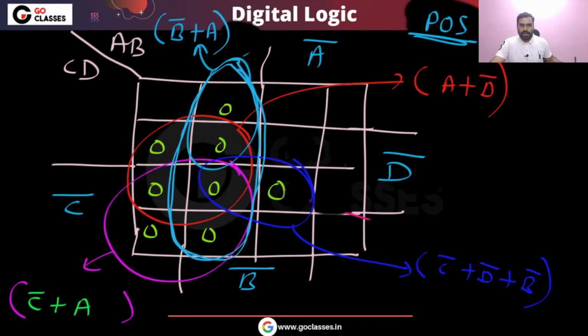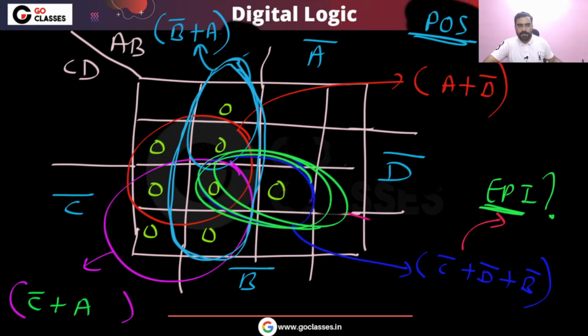So this is your question. Can anyone tell me here how many prime implicants we have? First you tell me, is this essential prime implicant? Can I say this is essential prime implicant? Can I say this is EPI? Is this EPI?